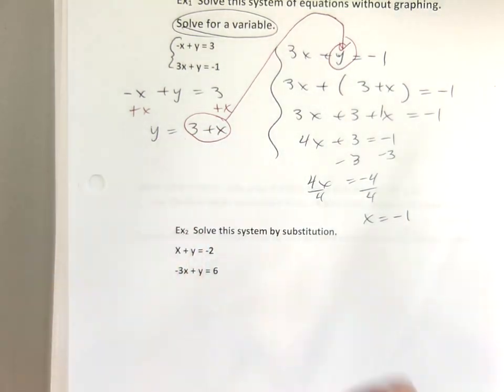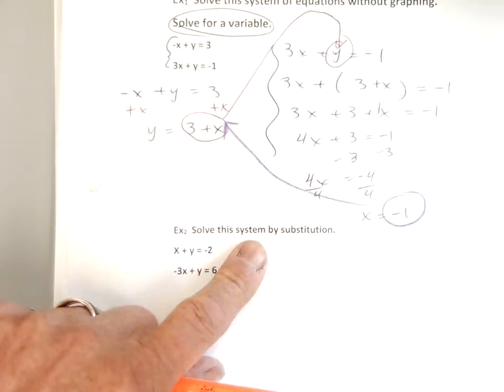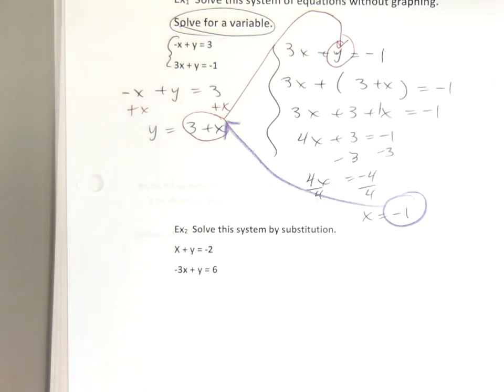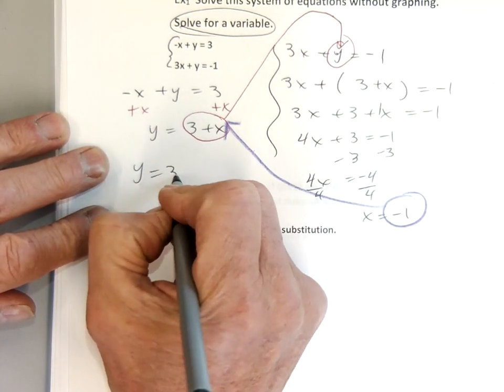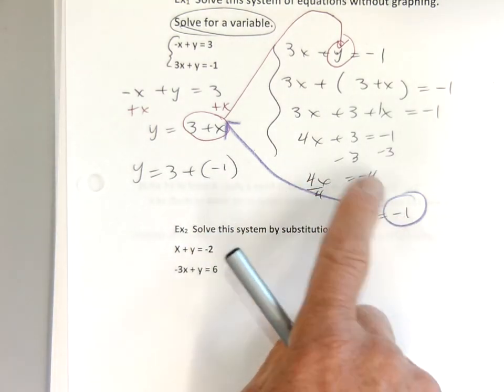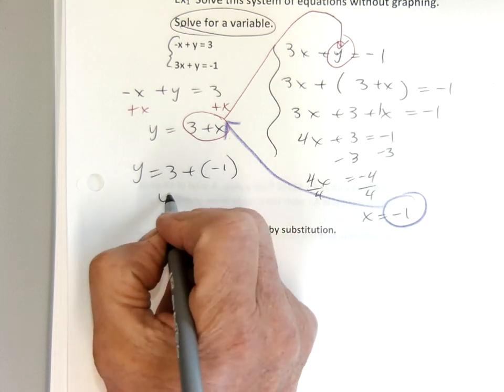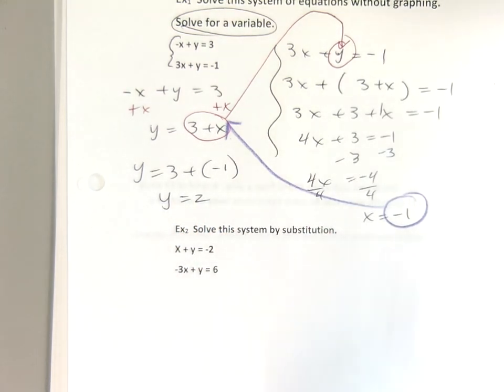So now I'm going to substitute again. I'll take my negative 1 and put it right over here for x. So y equals 3 plus a negative 1, because that's what the value of x is. So instead of writing x, write negative 1. That's 3 plus a negative 1, which is 2. Now my answer is a point.